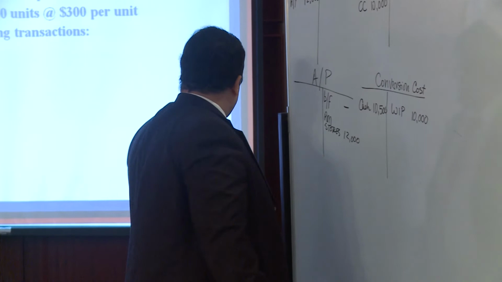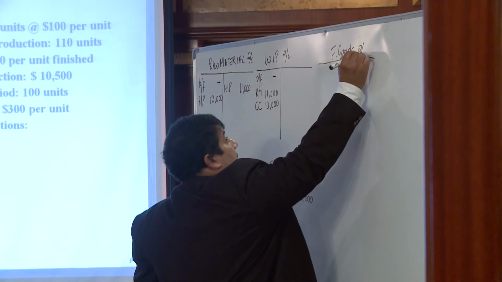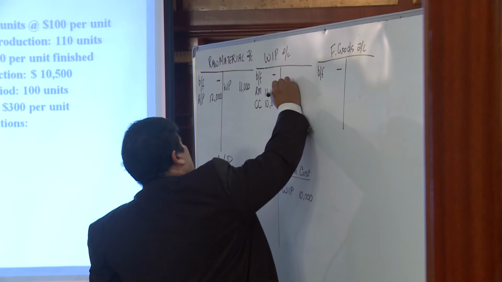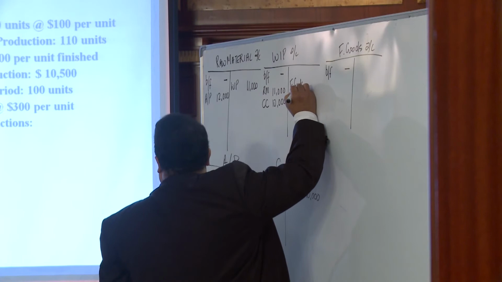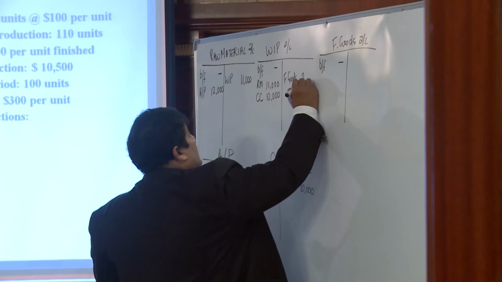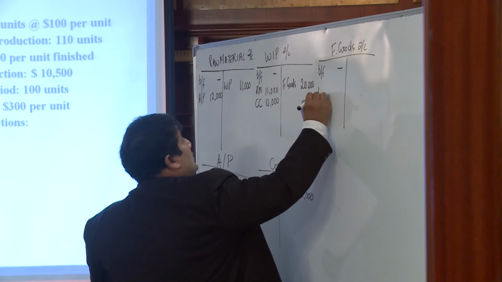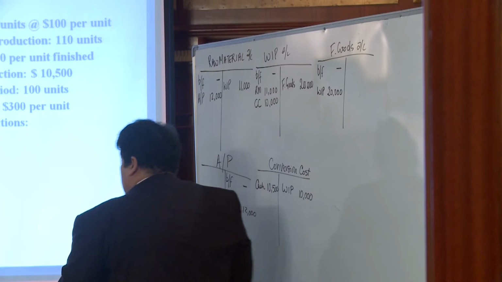Okay, finally, you're finishing 100 units, so now we'll open a finished goods account. Inventory account, asset, assume no opening balance. So from work in process to finished goods, you're transferring how much? 100 units. So that's 100 units at $100 raw materials, $100 conversion cost, that's $200. So we are transferring 20,000. Is that correct? No. 200 times 100 is 20,000. To finished goods. Okay, remember 100 is the raw material, 100 is the conversion cost per unit.